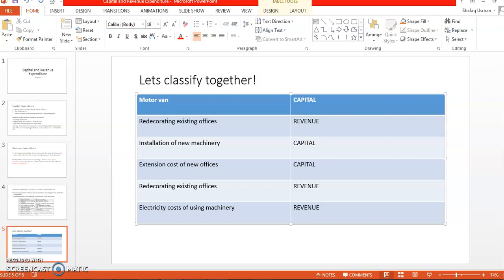Now what I want you to do is, please go over this again in order to clarify your concepts on capital expenditure and revenue expenditure. And please do this exercise again by yourself at home.